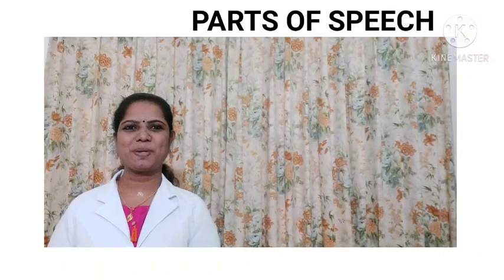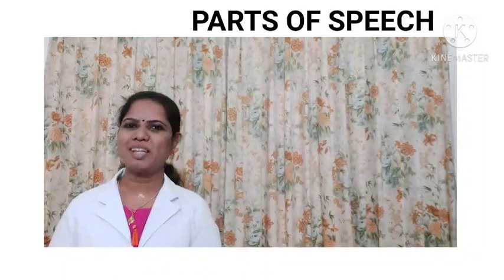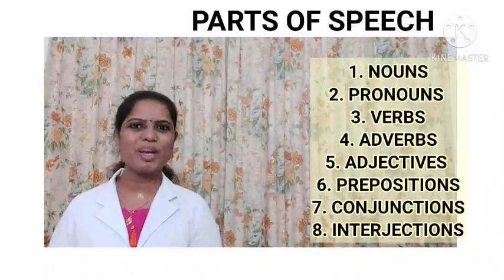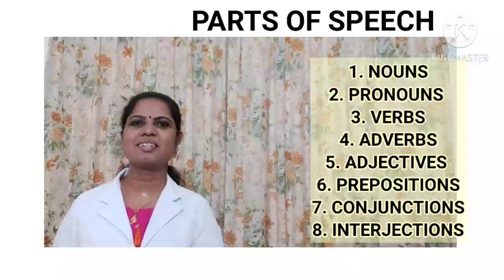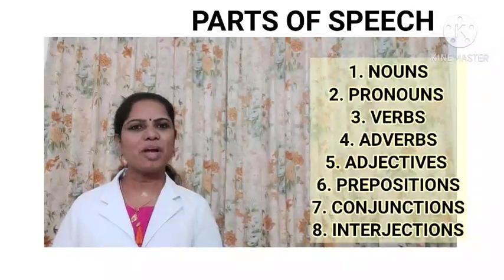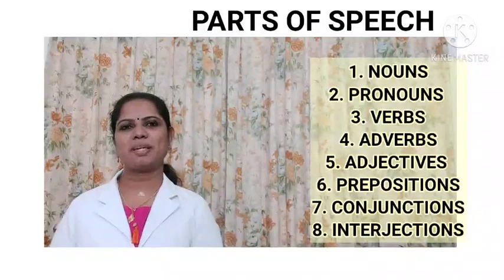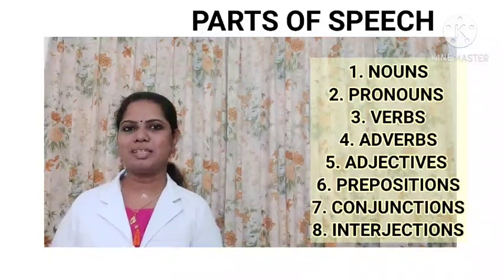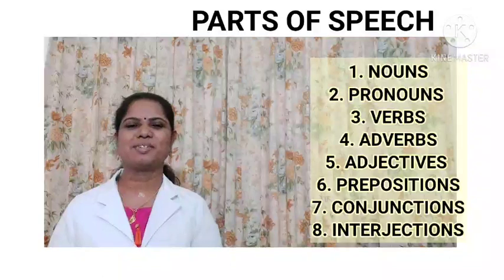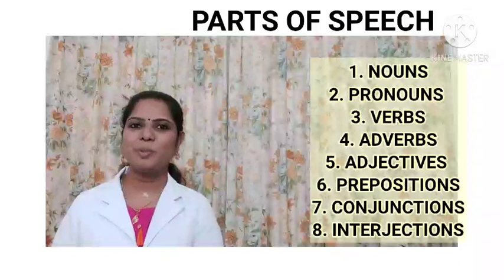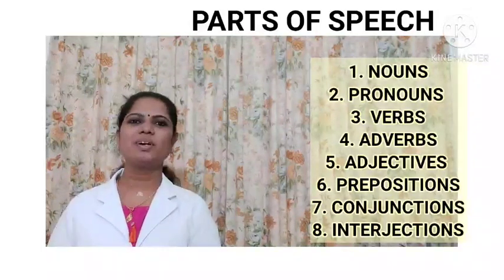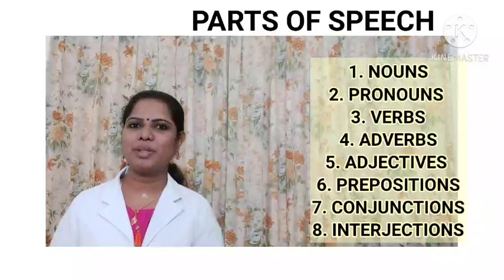There are 8 parts of speech. Which are they? They are nouns, pronouns, verbs, adverbs, adjectives, prepositions, conjunctions and interjections. We have already learned 4 parts of speech: nouns, verbs, adverbs and adjectives. So today we will study the 5th part of speech, that is, the prepositions. Parts of speech are the categories of words that are grouped according to their functions in a sentence. So let's get on to our topic, prepositions.